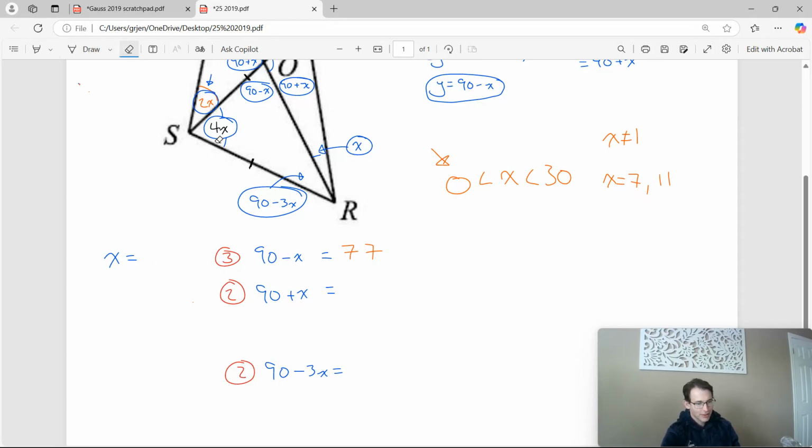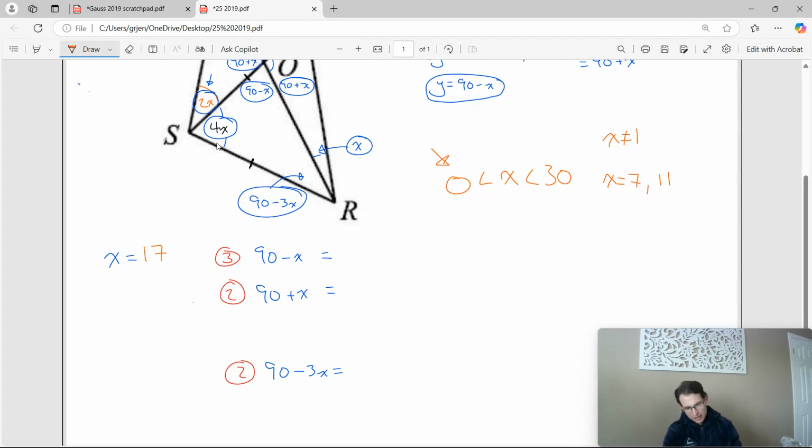Okay. So let's try x is 17. 90 minus 17 gives us 73. We're on the road. 90 plus that is 107. Is 107 prime? It's not divisible by 3. It's not divisible by 7. And so what else would it be? Yes, it's prime. 107 is prime. So 17 works. We've found 3 of them so far.